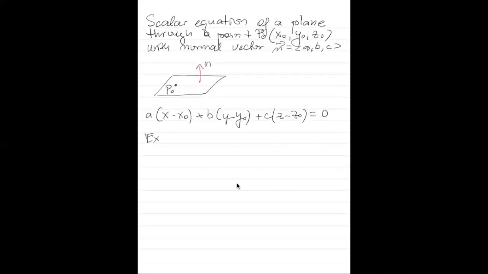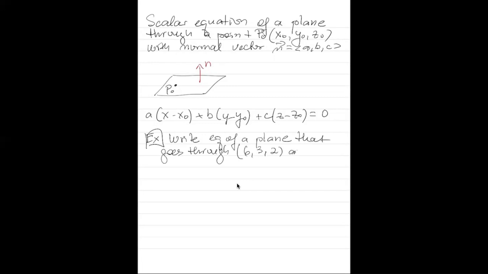Example, write equation of a plane that goes through 6, 3, 2, and it is perpendicular to vector with components -2, 1, 5. So that's the normal vector.